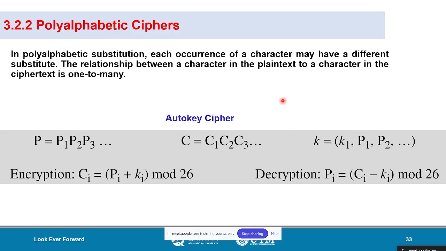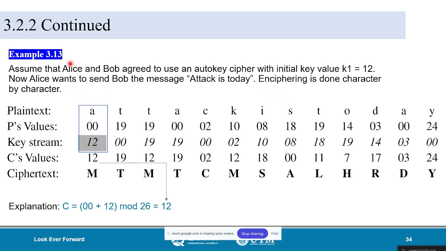This is an example. Assume that Alice and Bob agree to use an autokey cipher with the initial key value of k equal to 12. Now, Alice wants to send Bob the message "attack is today". Encryption is done character by character. This is the plain text, and the position of A would be 0, T is 19, and so on.